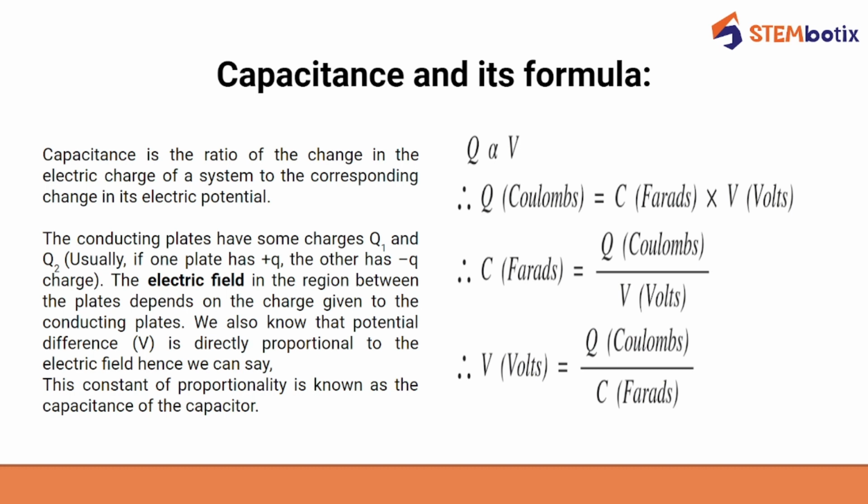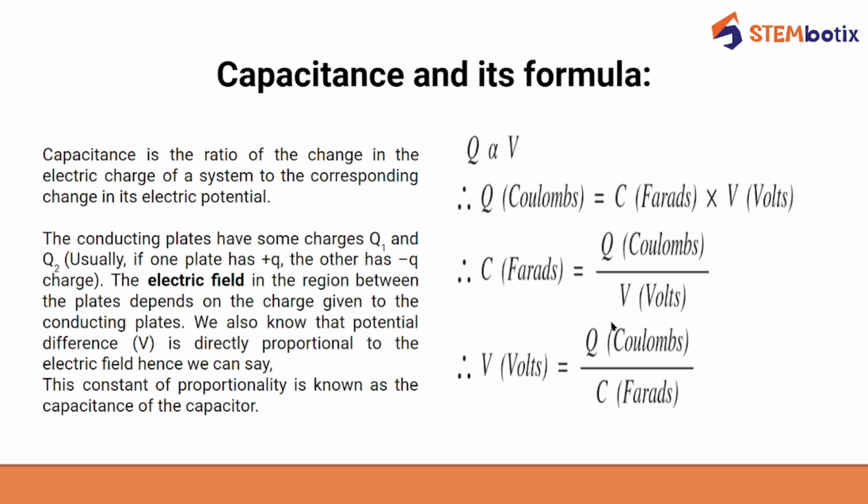Now the capacitance and its formula. Capacitance is the ratio of the change in the electric charge of a system to the corresponding change in its electrical potential. So the capacitance C is the change in charge divided by the change in the electrical potential. So C in farad is equal to Q, which is charge always in coulombs, divided by voltage in volts.